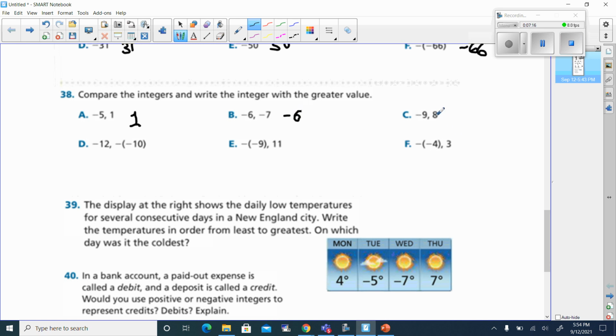Then there's -9 and 8. Well, obviously, 8 has the greater value because -9 is owing $9. 8 is having it. We got -12 and -10. Well, negative times a negative is a positive. So this -10 is greater.